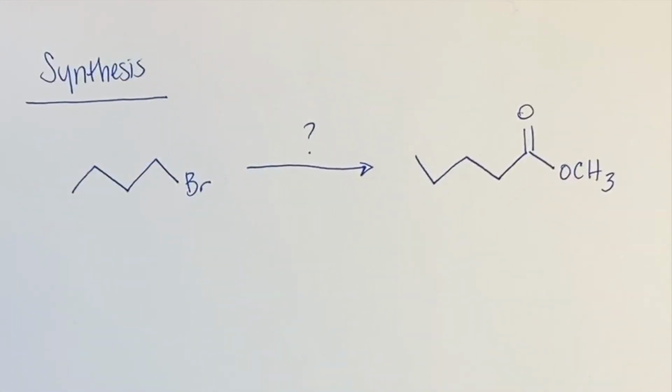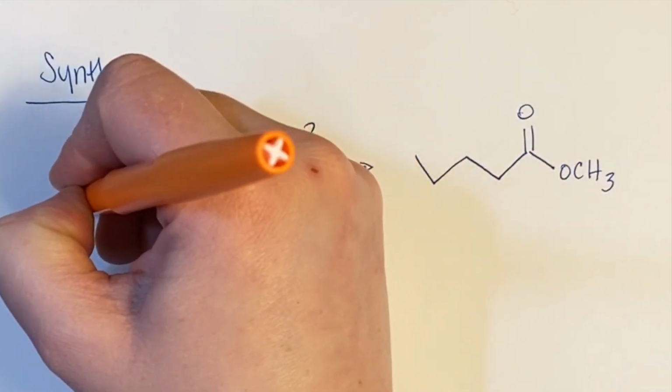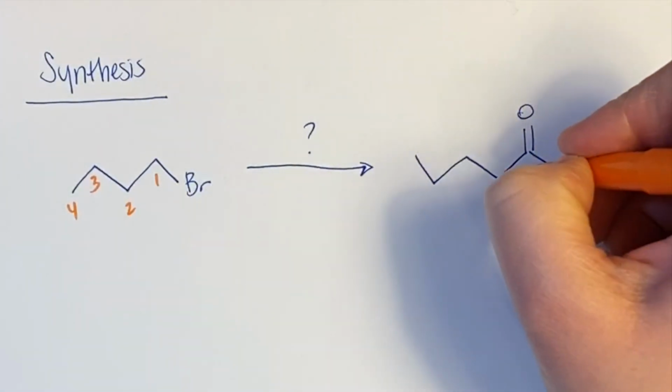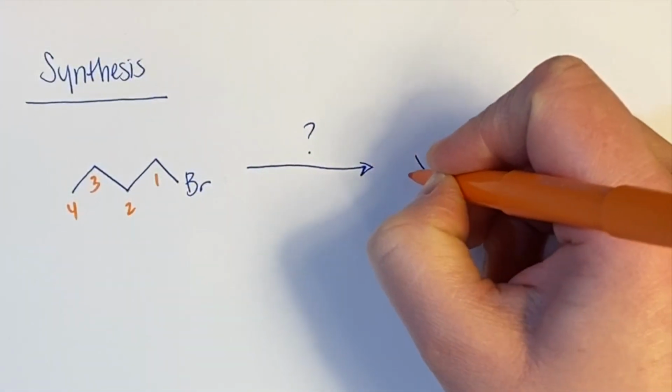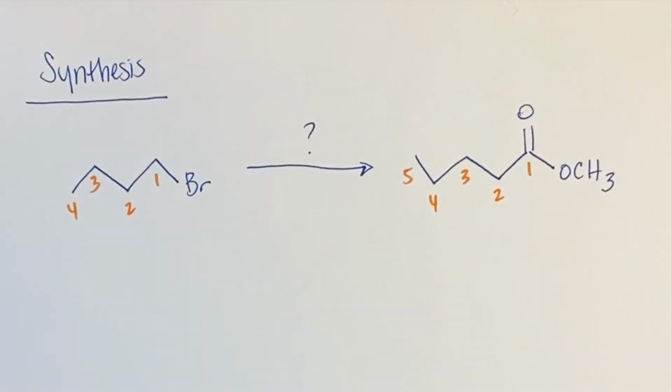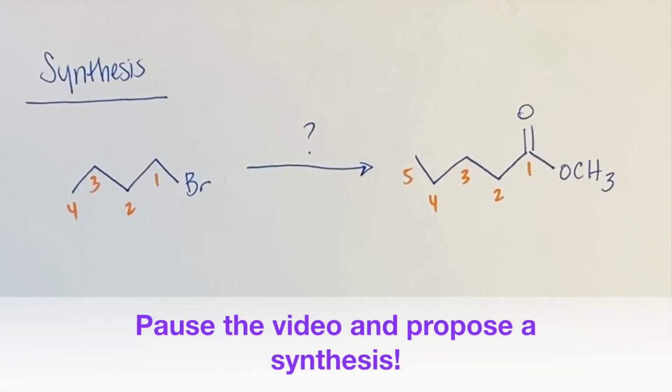Let's look at another synthesis example here. In this problem, we're starting with an alkyl halide and we want to make an ester. Specifically, our alkyl halide has 1, 2, 3, 4 carbons, and our ester has 1, 2, 3, 4, 5 carbons. So during the course of this reaction, we need to make a carbon-carbon bond. Think about the ways you know how to make carbon-carbon bonds. Think about all the ways you know how to make esters. Think about the reactions you know of alkyl halides. Pause the video and think about some synthetic strategies.